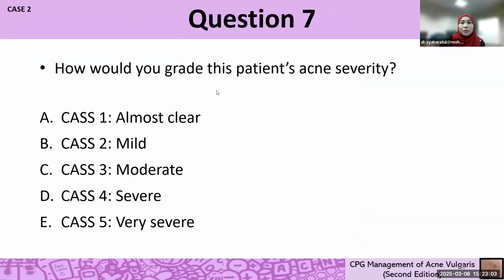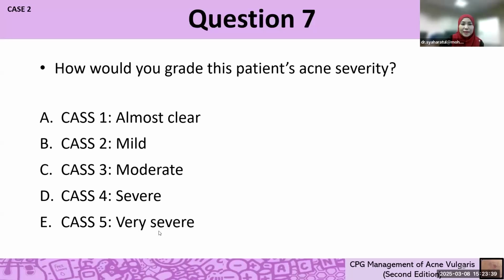So what would be your answer? How do you grade this patient's acne severity? Is it CAS 1, 2, 3, 4, or 5? Definitely not 4 or 5. Maybe you can type your answer. I can see the numbers moving very fast. Let's see whether you're right. I see 2, 3, 2, 3, 2, 3. I'm glad nobody answered 4 or 5 or 1. So 2 and 3. It's a very tough fight between 2 and 3.